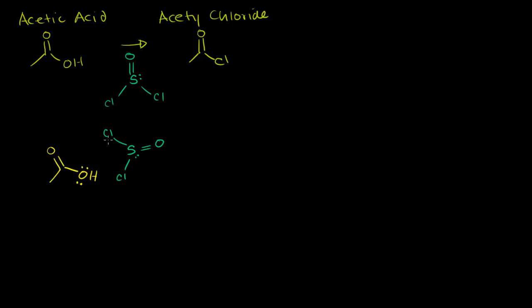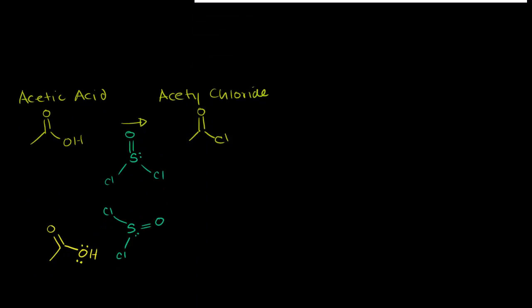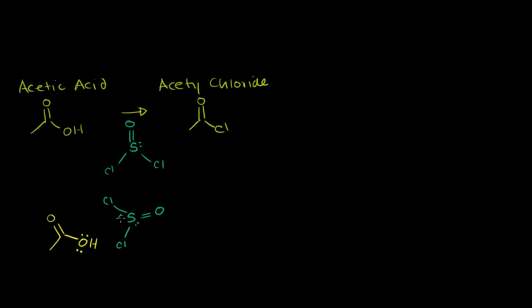And all of these atoms, chlorine and oxygen, we can look at a periodic table up here. You see sulfur over here, and then to the right of sulfur is chlorine, and above sulfur is oxygen. So both chlorine and oxygen are more electronegative than sulfur. So sulfur is going to have a partial positive charge there, even though sulfur is a reasonably electronegative atom in its own right. But these other guys are going to be sucking electrons away from it.